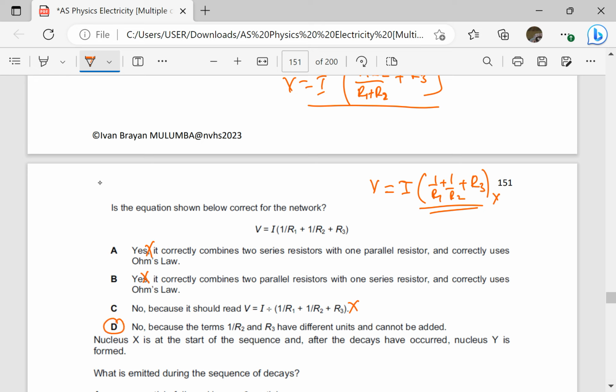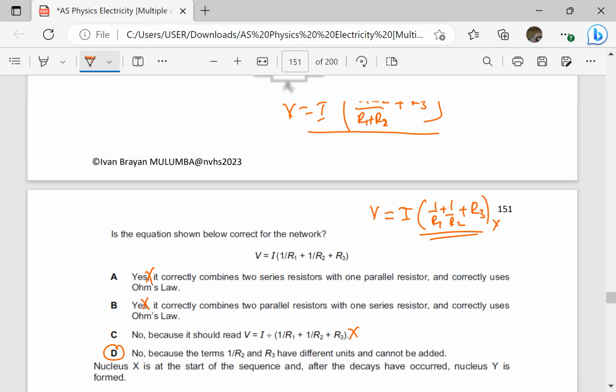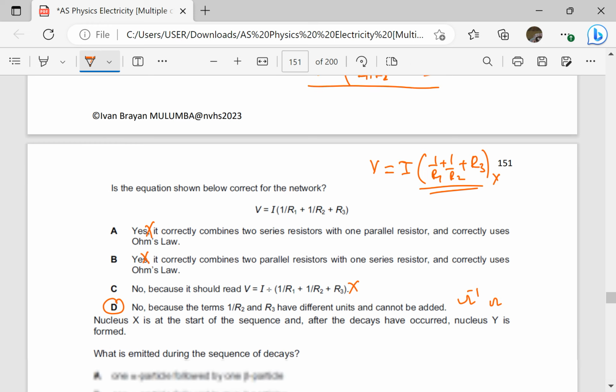No, because the term 1 over R2 and R3 have different units and cannot be added. They have different units, and therefore they cannot be added. In fact, 1 over R is per ohm, yet R3 is ohm, so you can't add 1 over R2 plus R3. 1 over R3 will be per ohm, and R3 is ohms, so you can't add those two quantities.